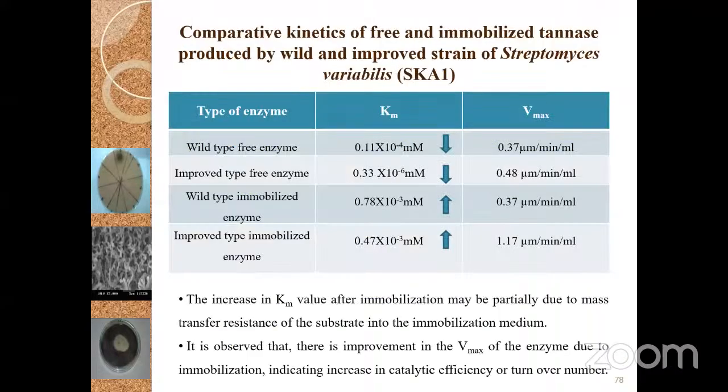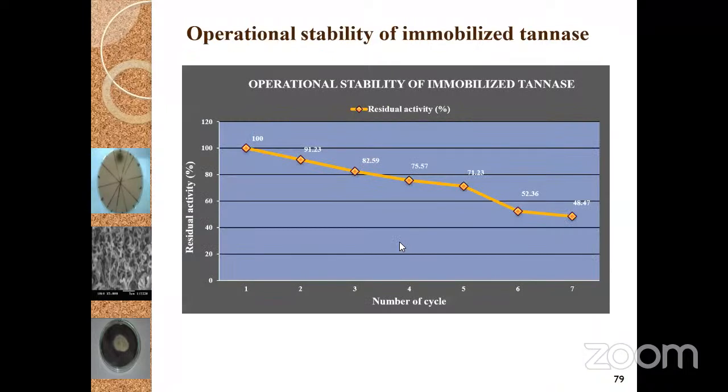Then a comparative kinetic study was carried out with the immobilized tannase produced by the wild strain and the improved strain of Streptomyces variabilis. The increase in the Km value after immobilization may be partially due to the mass transfer resistance of the substrate into the immobilization medium. It was observed that there is an improvement in the Vmax of the enzyme due to immobilization. It indicates an increase in the catalytic efficiency or turnover number of the improved immobilized enzyme.